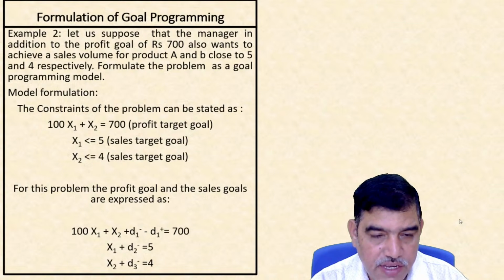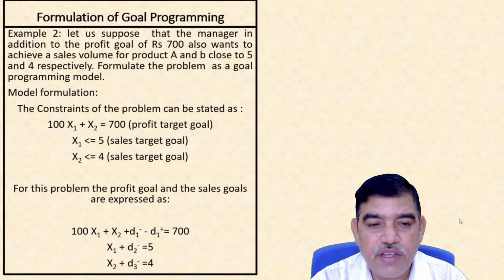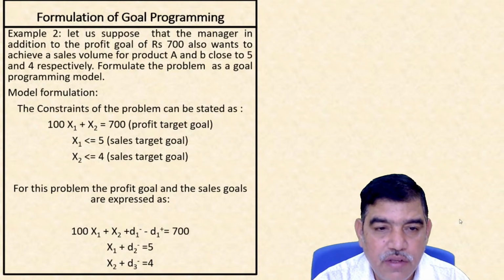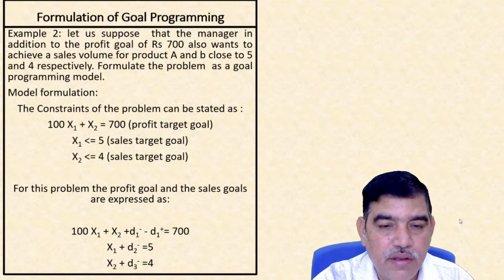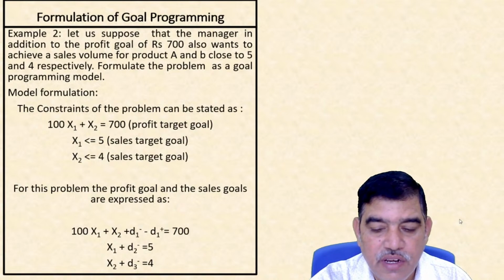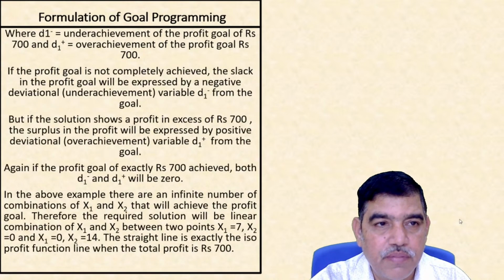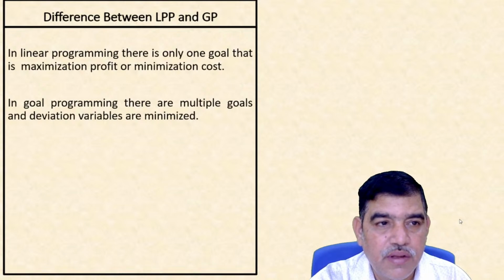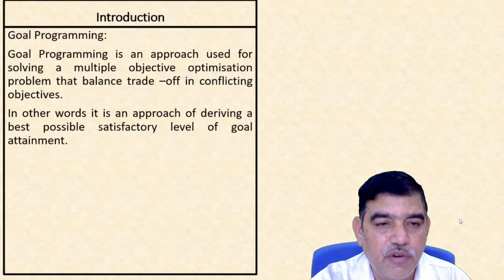So I'm summarizing again here. What have we actually learned in today's class? First of all, you know what goal programming is and what the difference is from a linear programming problem. The definition of goal programming: it is an approach used for solving multiple objective optimization problems.